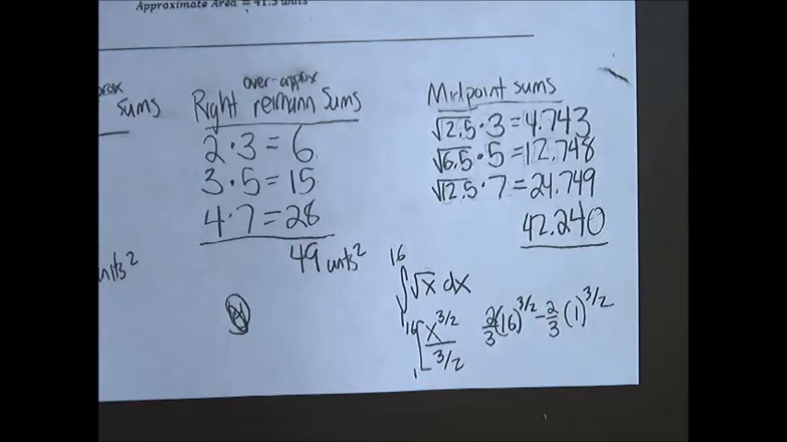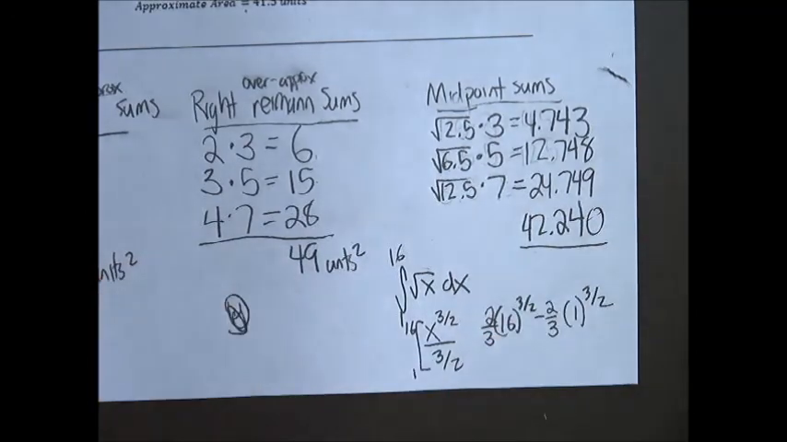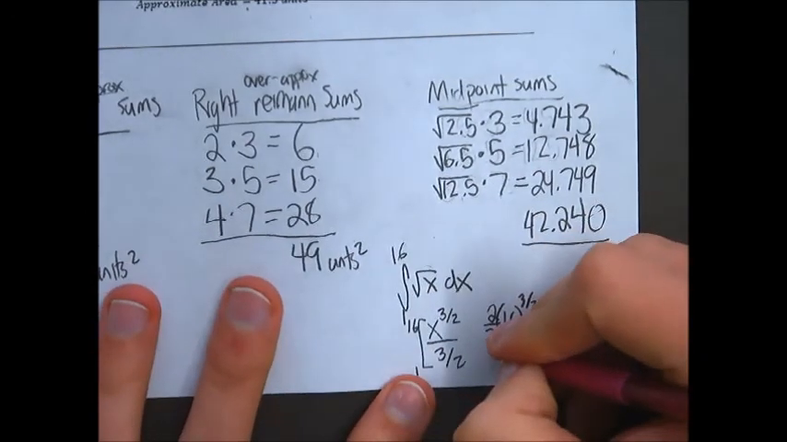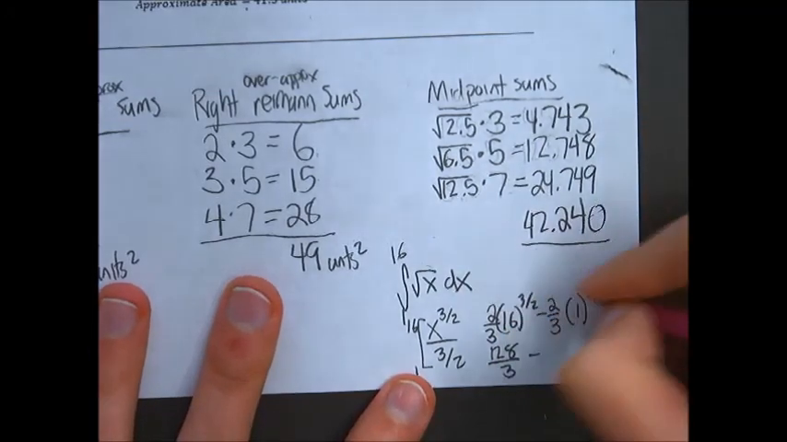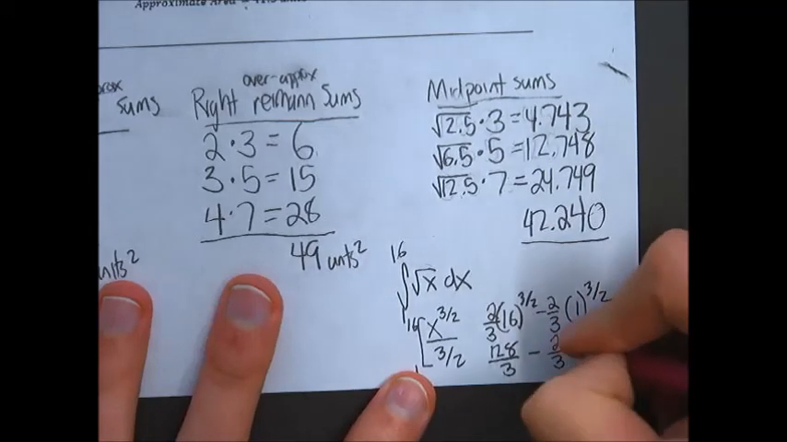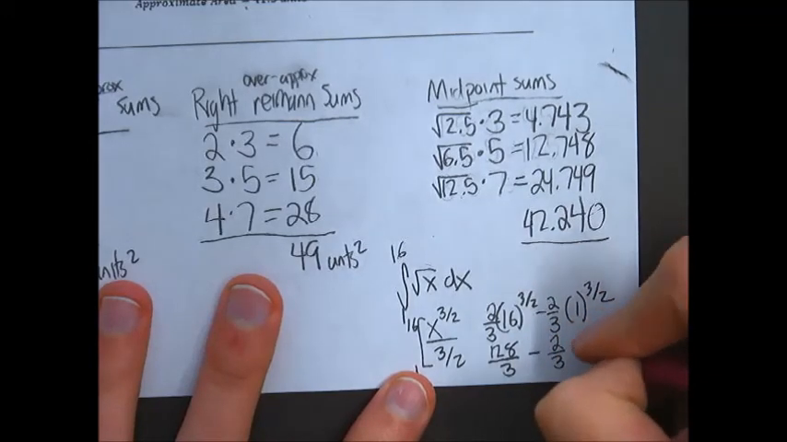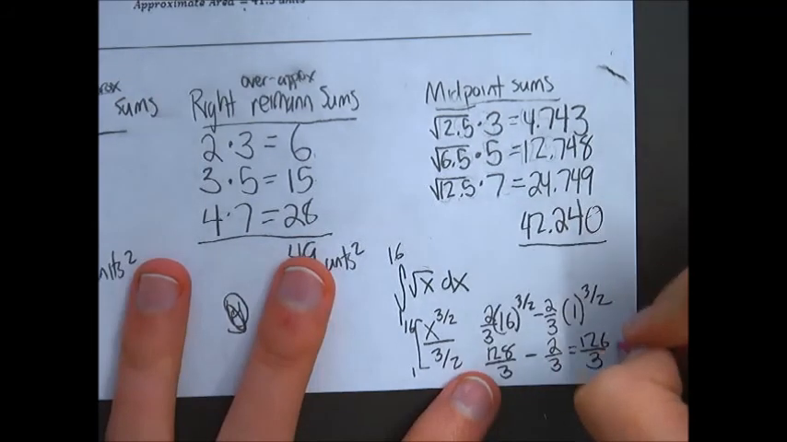16 to the 3/2 is the square root of 16, which is 4, cubed. So it's actually 64, because 4 cubed is 64. So this is actually 128 over 3 minus, well, 1 to the 3/2 is just 1, so minus 2/3. So that's 126 over 3. And that's actually 42.